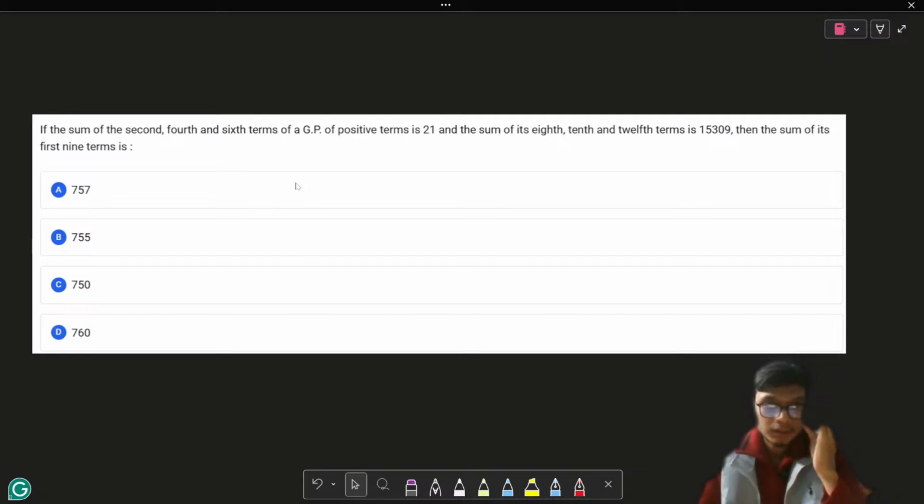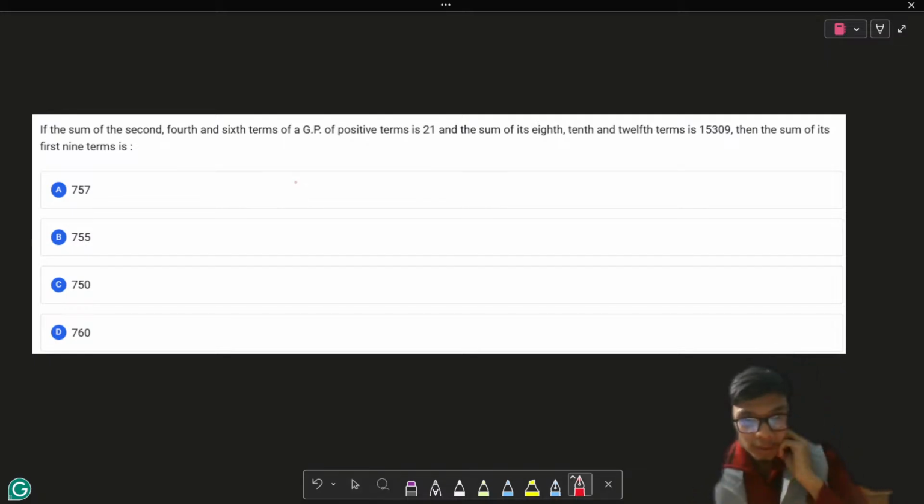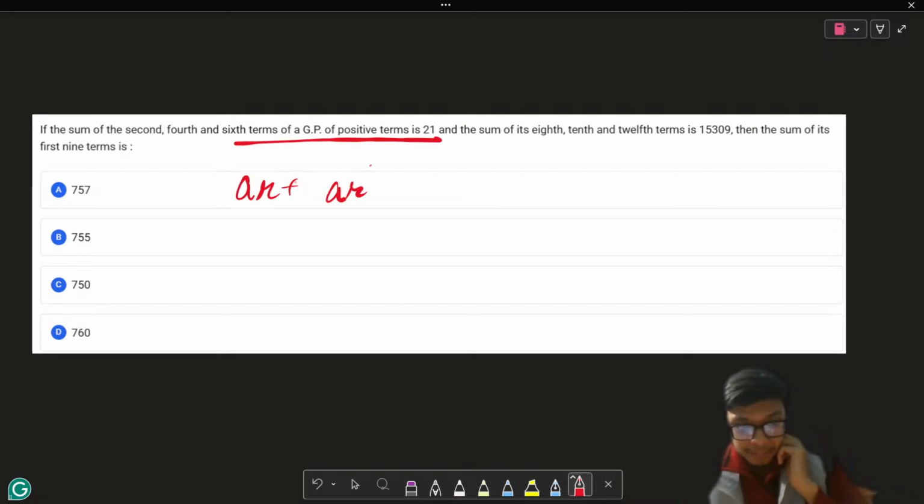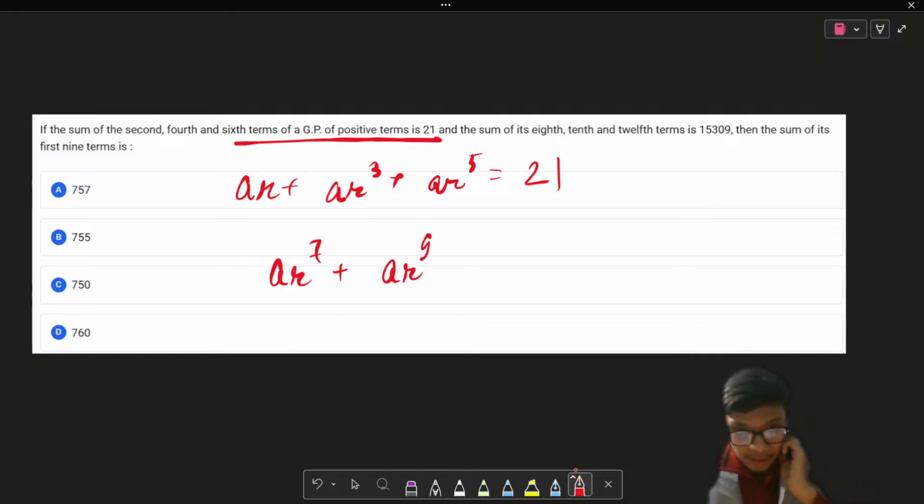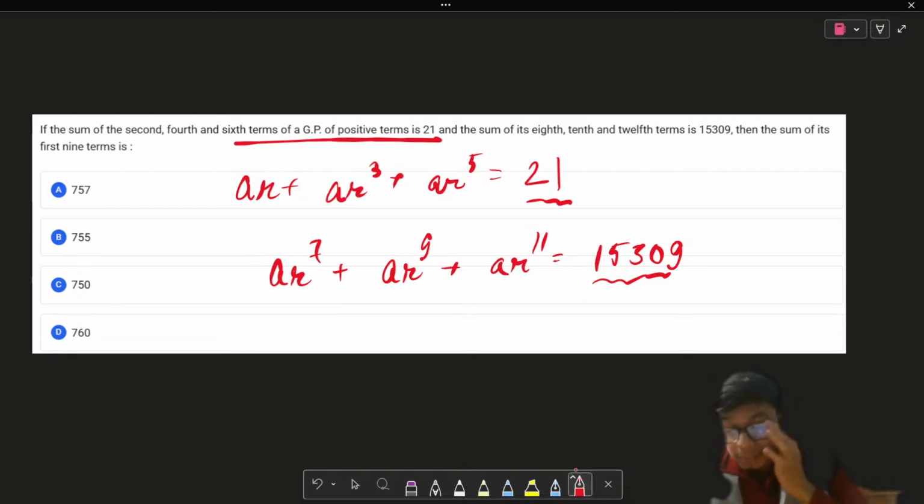So if we look at this problem, we have been asked with the GP. The sum of the first term, the fourth term, and the sixth term is given as 21, and the sum of the 8th term, the 10th term, and the 12th term is given as 15309. This is a fantastic thing, right? This is the beauty of GP.